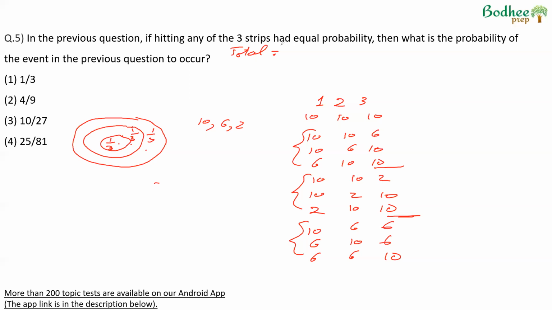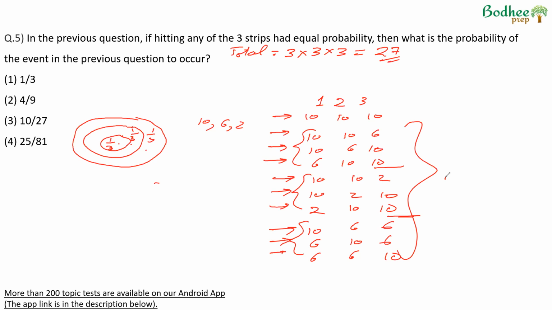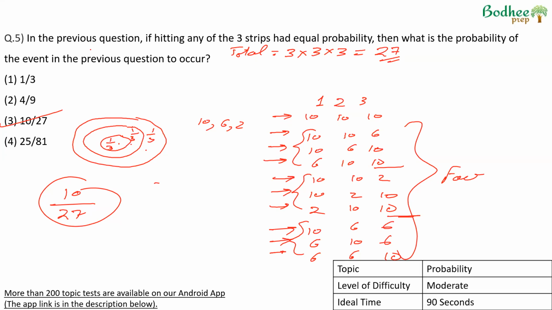Total outcomes are: in the first attempt, we could have hit any one of 10, 6, 2. In the second attempt, any one of 10, 6, 2. In the third attempt, any one of 10, 6, 2. So there are 27 total outcomes possible. Out of this, 1, 2, 3, 4, 5, 6, 7, 8, 9, 10. These 10 become favorable outcomes, which will give us a sum of more than 20. Hence, the probability becomes favorable outcomes upon total number of outcomes, 10 by 27. This question, because probabilities are not involved, with just counting cases, becomes, I think, an easier question. Solving time definitely decreases.